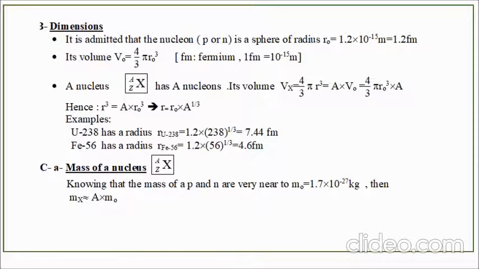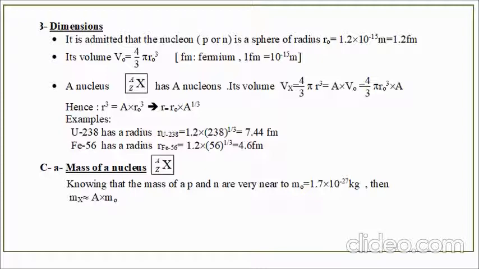The dimensions. It is admitted that the nucleon, either proton or neutron, has the shape of a sphere and of radius R0 equals 1.2 times 10 to the power minus 15 meter, 1.2 fermi. The volume V0 of such a sphere is 4 over 3 pi R0 cubed. Any nucleus X has A nucleons. Its volume Vx is 4 over 3 pi R cubed. It is equal to A times V0. So we look for the radius of the nucleus, R equals R0 of the nucleon, times the mass number A raised to the power 1 over 3.